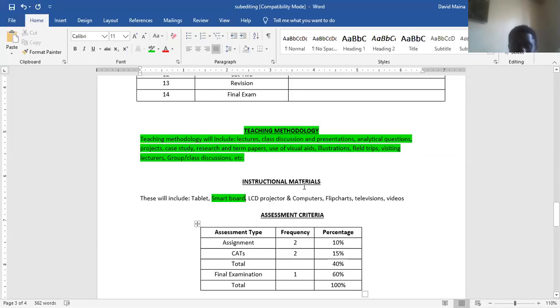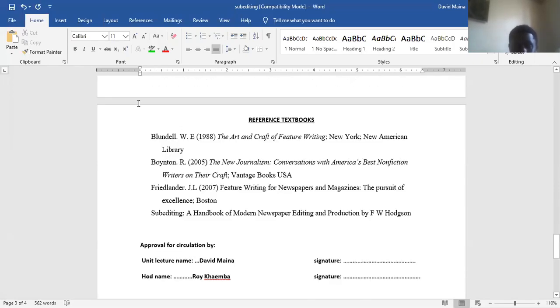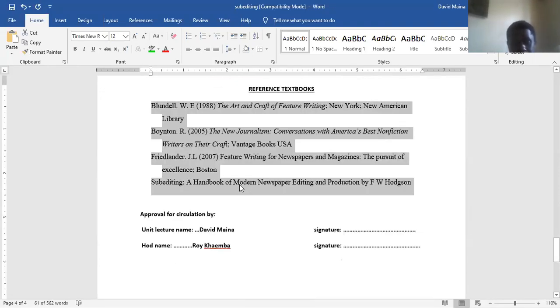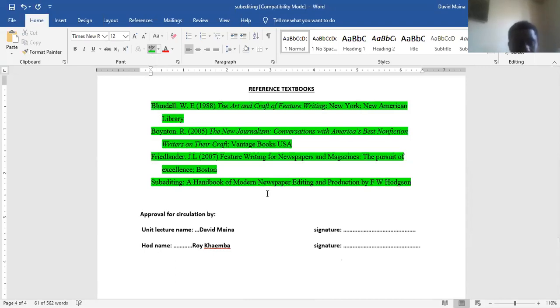Yes. So those are the books. Those are the books that you're supposed to go to the library, read before the lecturer. If you have any question, yes, you can ask about the books and everything. Kuna swali? No question. Can we go to topic 1?